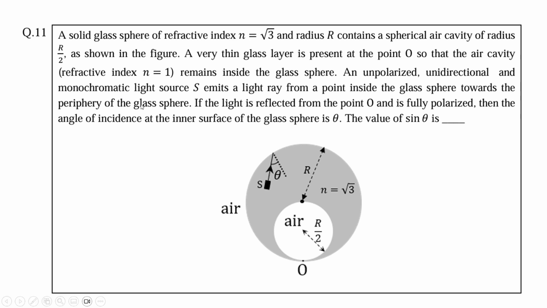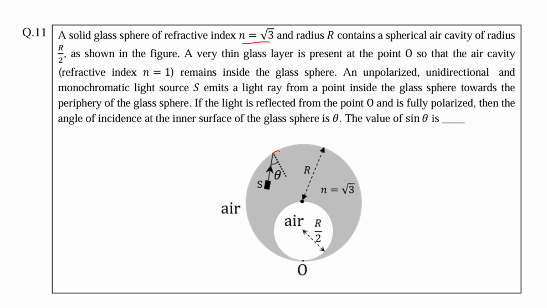This is JEE 2025 paper 1 question. The question says that we have a glass sphere of refractive index root 3. This is the refractive index of the glass, N is root 3. And a ray of light is sent from S and it strikes the glass surface somewhere here.